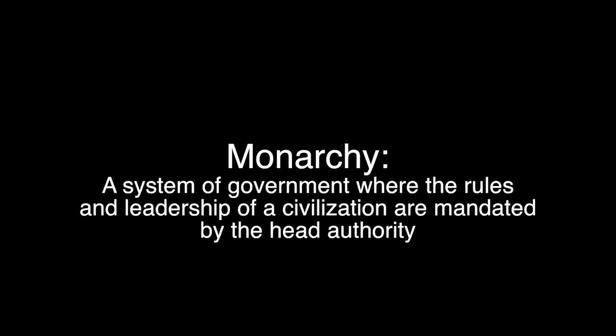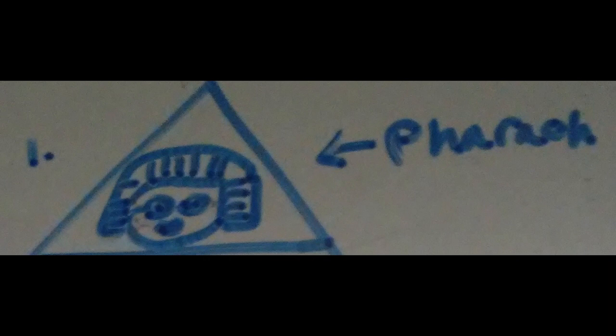Monarchy, a system of government where the rules and leadership of a civilization are mandated by the head authority. Ancient Egyptian social classes were generally broken up into 5 different categories. At the top of ancient Egyptian society, the pharaoh had the role of overseeing society to make sure that it functioned properly.